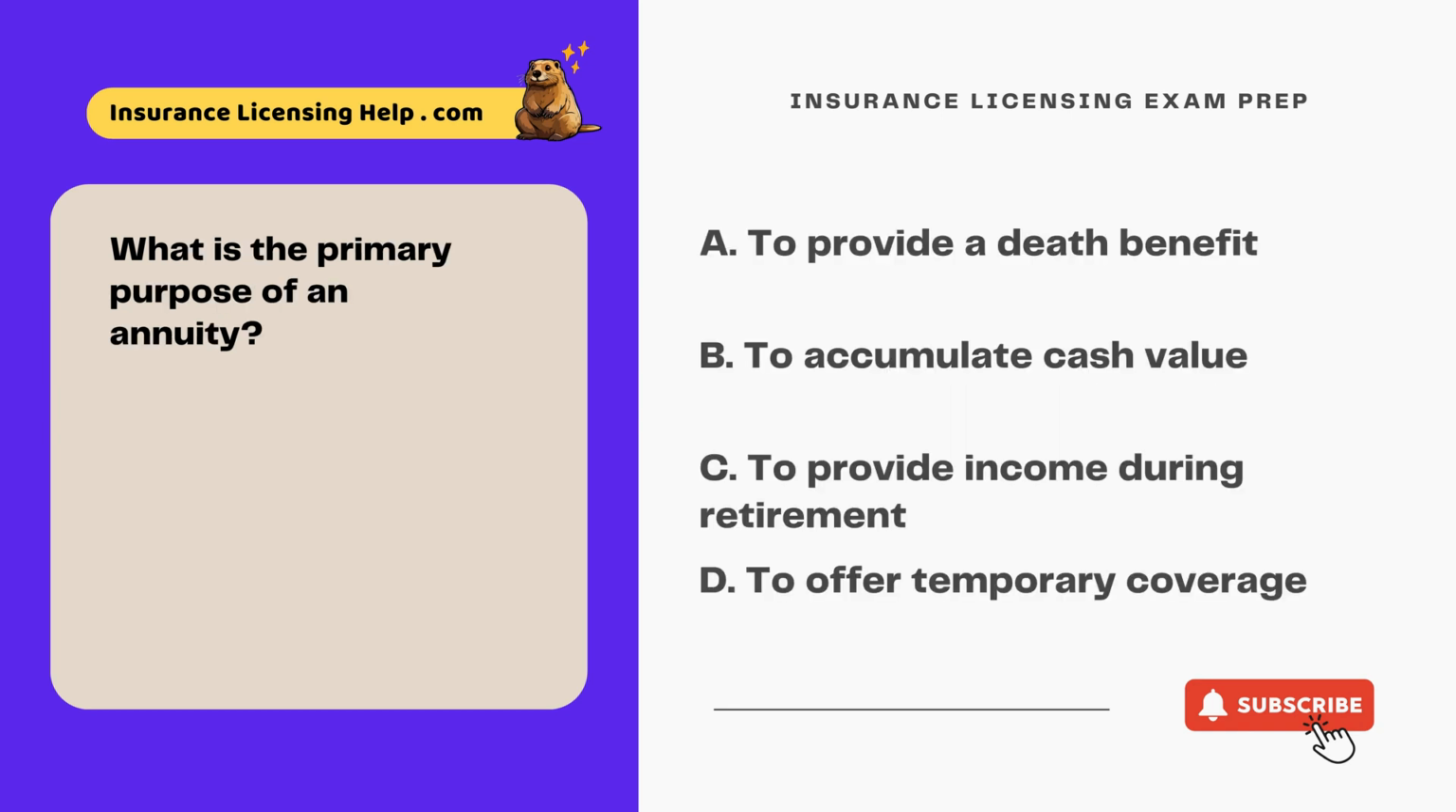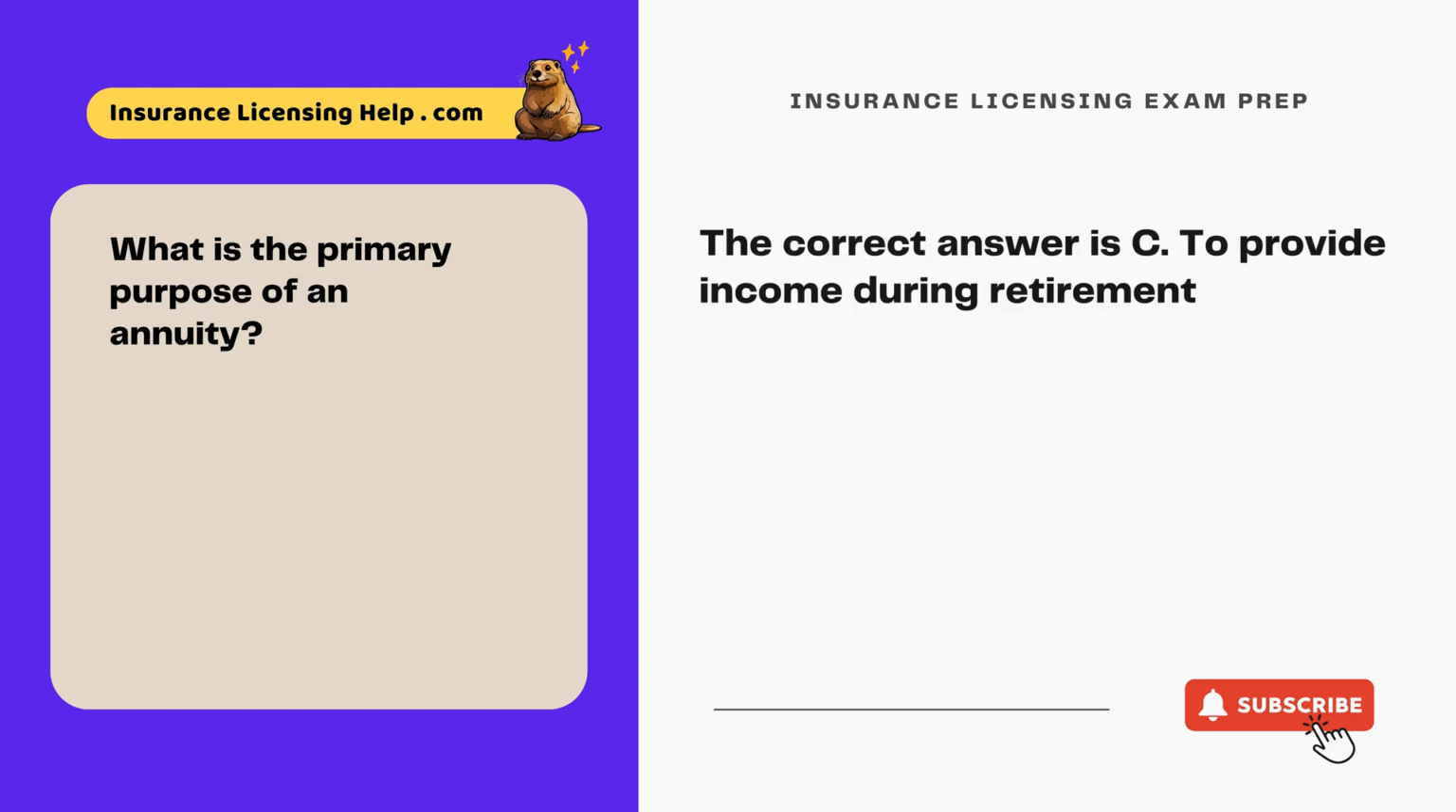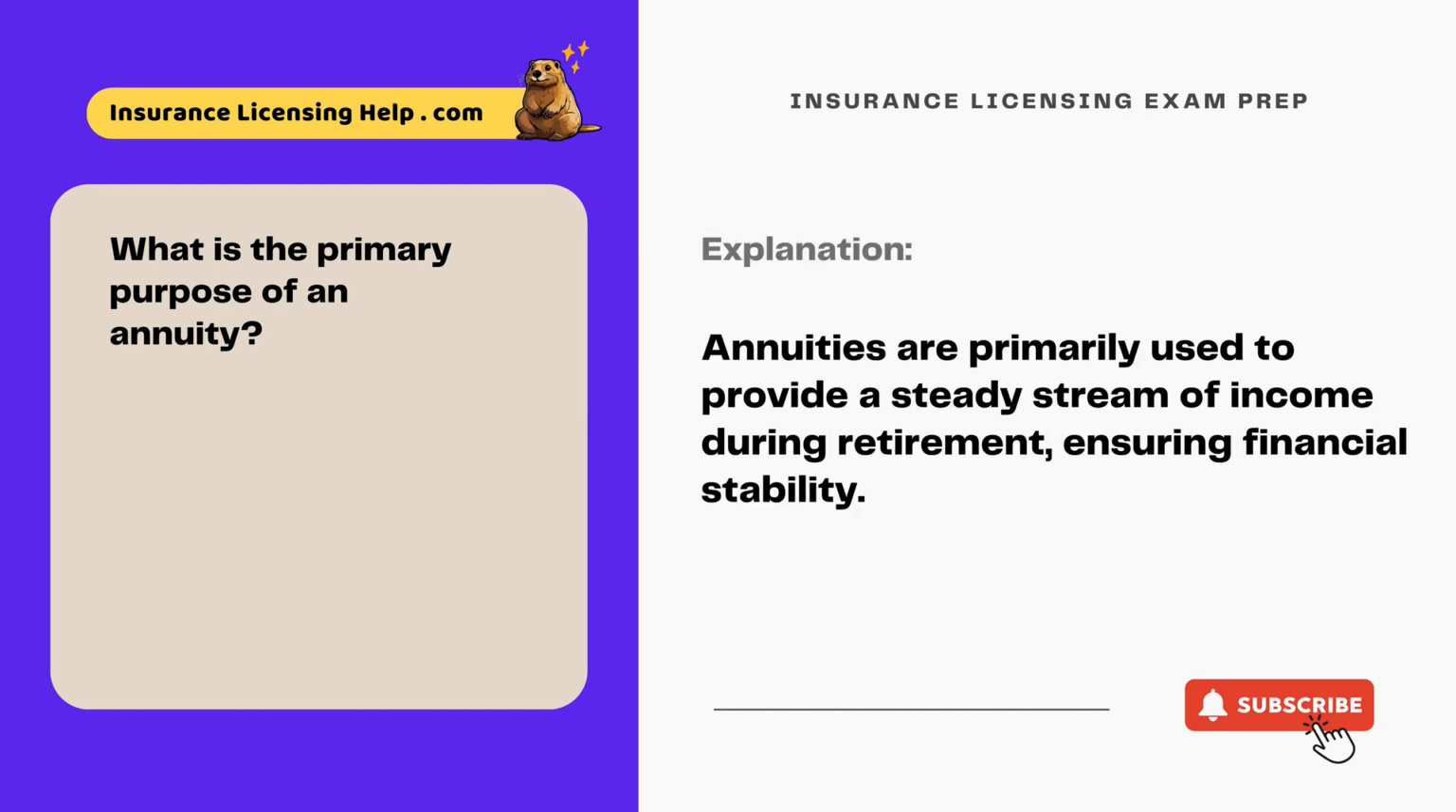What is the primary purpose of an annuity? A. To provide a death benefit. B. To accumulate cash value. C. To provide income during retirement. D. To offer temporary coverage. The correct answer is C. To provide income during retirement. Annuities are primarily used to provide a steady stream of income during retirement, ensuring financial stability.